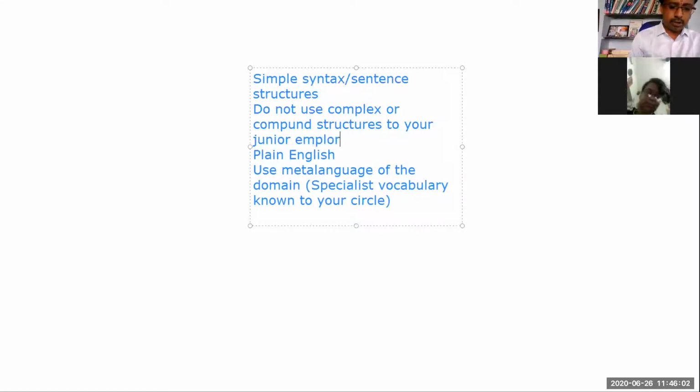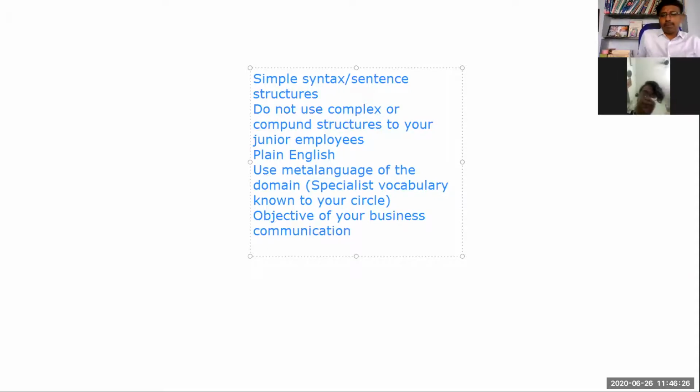Business is all about how to succeed in communication, how to influence the other person. So you should know the objective of your business communication. That is why we say if you're going to talk to a fellow who knows only Japanese, learn Japanese and talk to the person. If you're dealing with a company in Germany, then learn the German language and communicate with them.